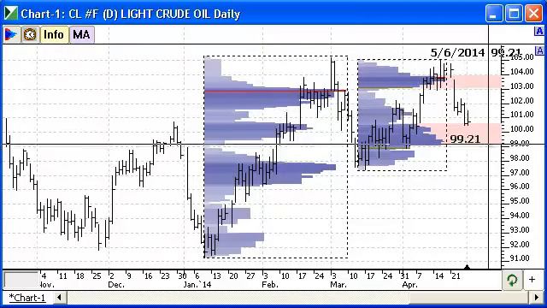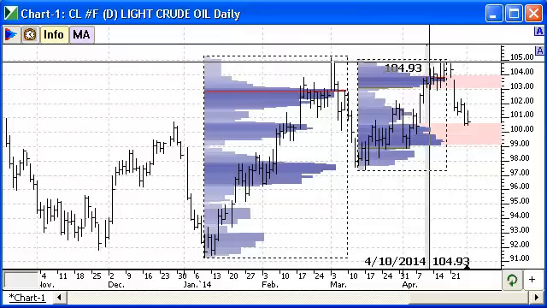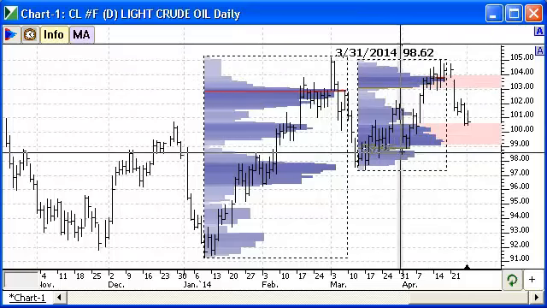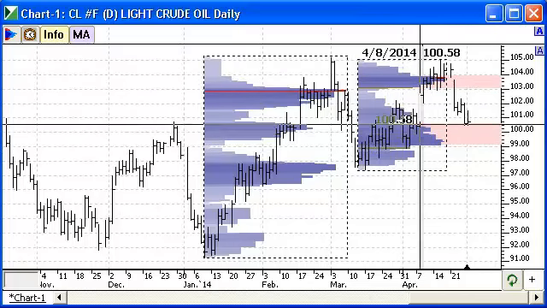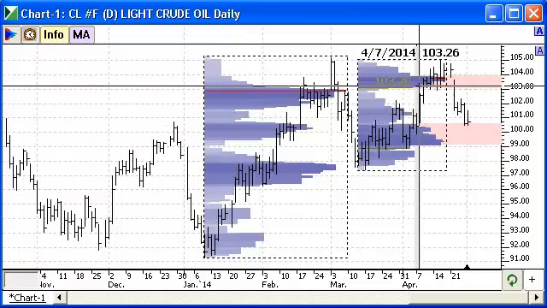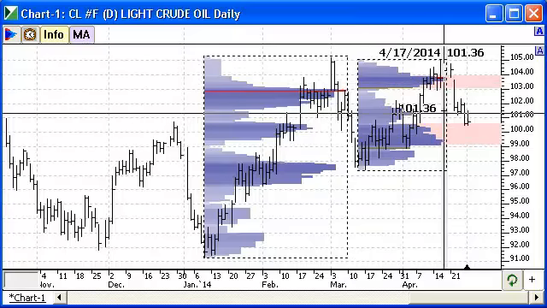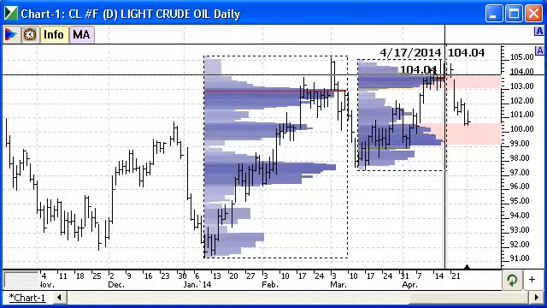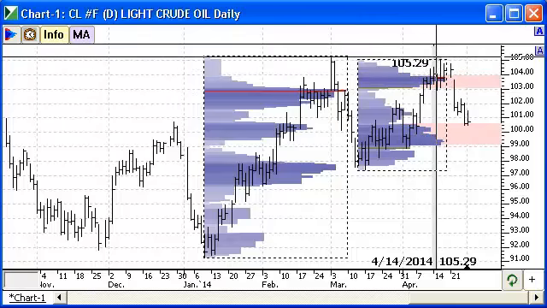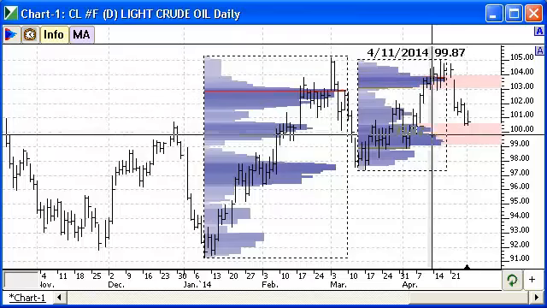So this was looking at one market and one time frame, crude oil on a daily chart. But these concepts in using volume profiles in this way to calculate support and resistance is effective on hourly charts, on weekly charts, on 5-minute charts, in markets like foreign exchange, in stocks, in all kinds of different futures and commodities.